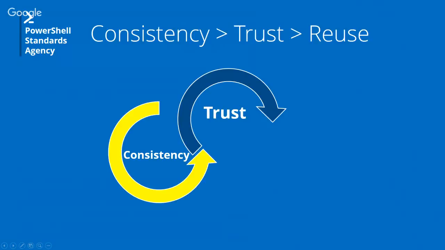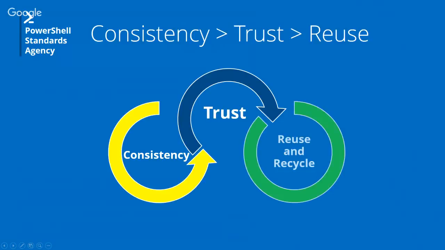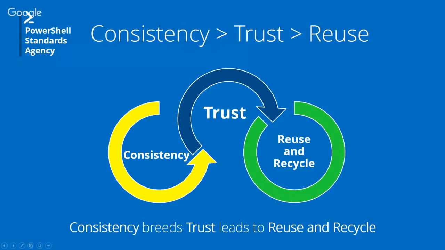But that trust in your code means that people will reuse and recycle your code, which is great, and that ties totally in with the community aspect that Paul's been talking about. And it's the kind of thing that if you're looking at other people's code, you're going to trust that. If it's consistent, then you're going to use it.